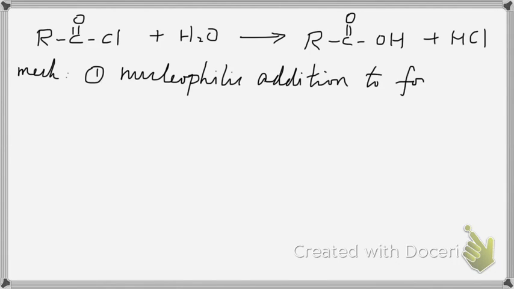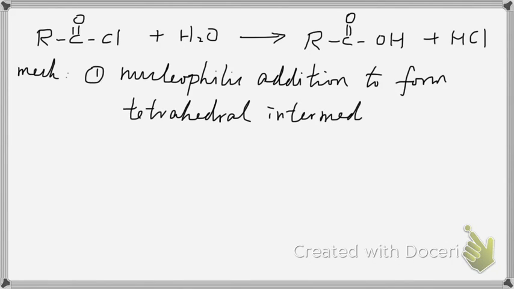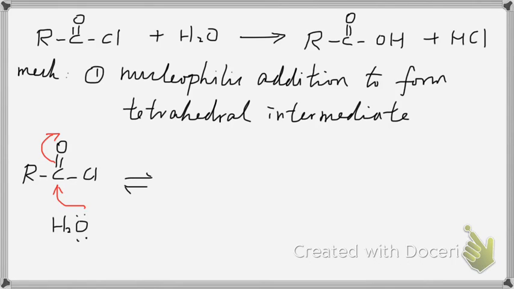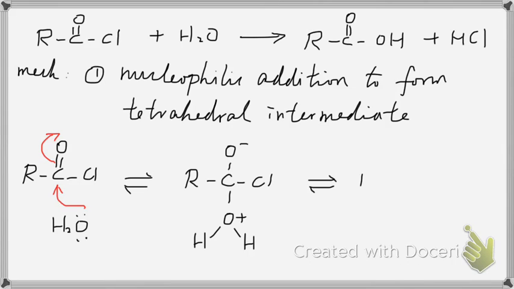The first step of the mechanism is the nucleophilic addition of the nucleophile, water in this case, attacking the carbonyl carbon, breaking the C=O double bond to form the tetrahedral intermediate. So water attacks the carbonyl carbon and breaks the C=O double bond. Now we have the tetrahedral intermediate. And after proton transfer, we get the neutral tetrahedral intermediate.